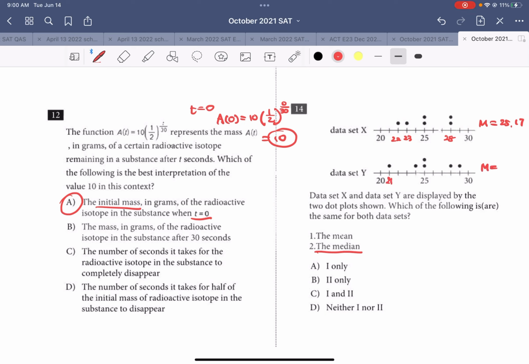And then the mean here, this is 21 and 24, and this one 28 and 29. So 21 plus 24 plus 25 times 2 plus 28 plus 29, divided by 6, will give you 25.33. So the mean for data set Y will be bigger. It asks which one is the same, but the mean is not the same. So only the second one. So B is the answer.